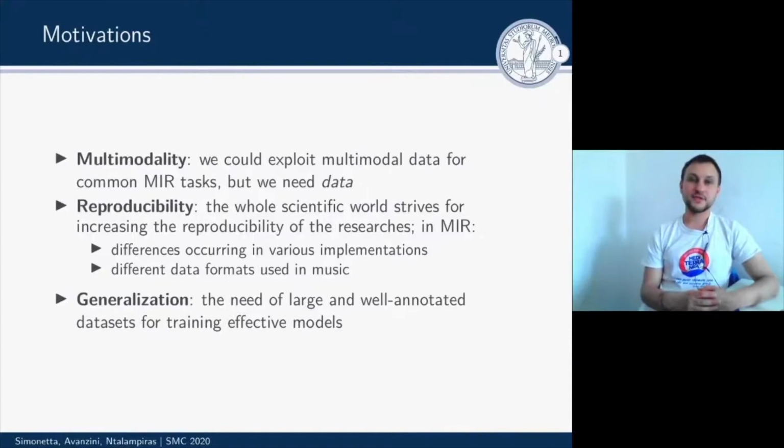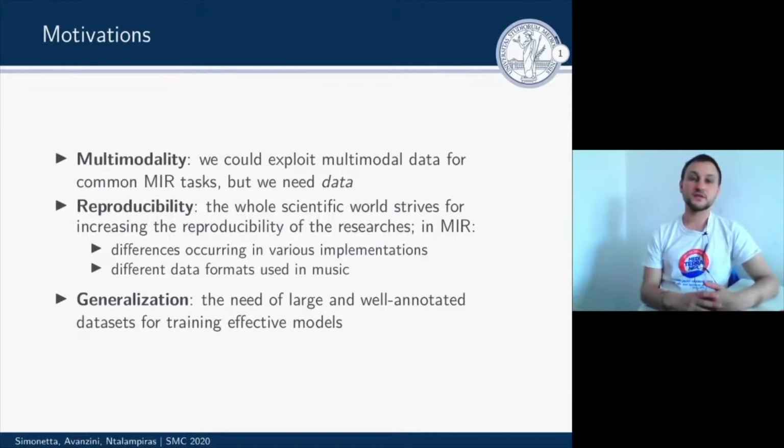A second motivation is to improve the reproducibility of the research. Reproducibility is one of the main concerns of contemporary scientific research, and in music information retrieval it usually occurs due to differences occurring in various implementations. For instance, different data formats used in music or different parameters used to load data.